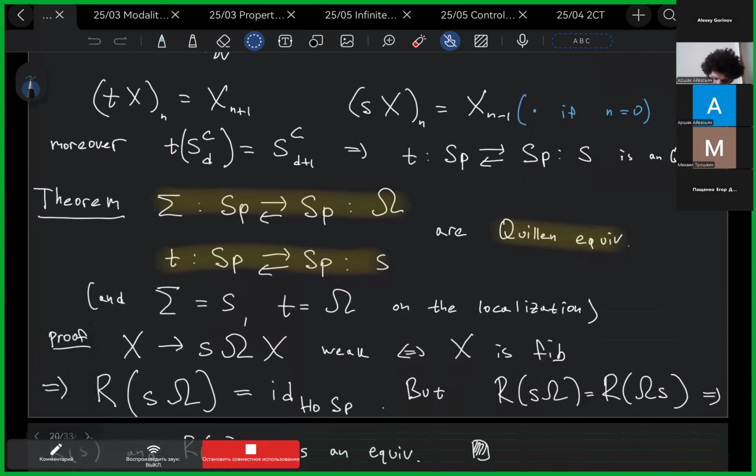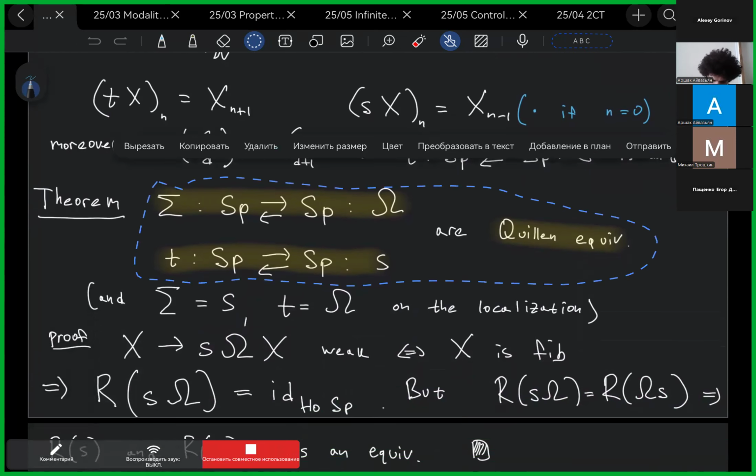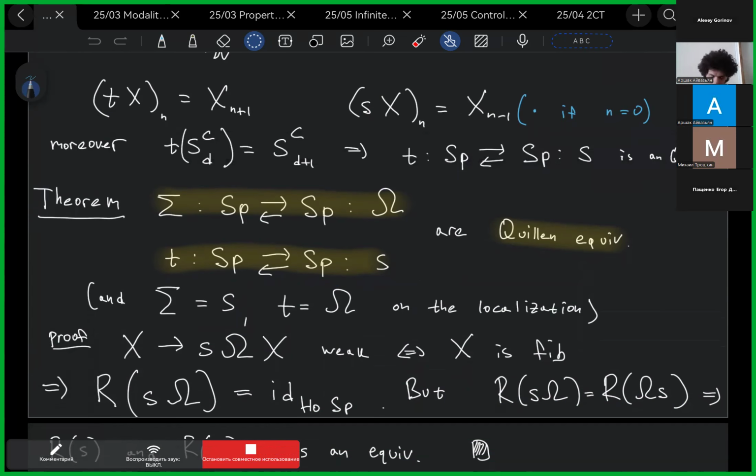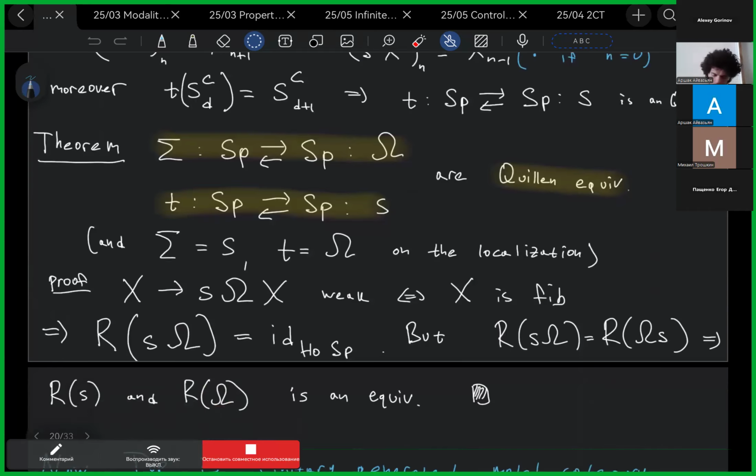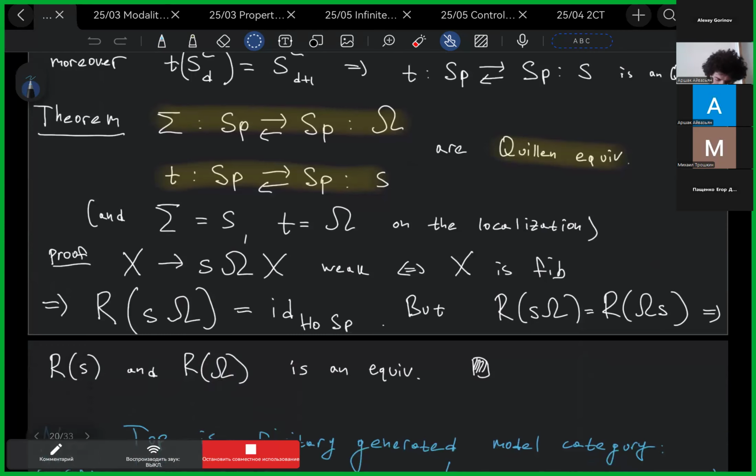And the theorem: both of these Quillen adjunctions for the stable model category are Quillen equivalences. Hovey said here that this functor is always the same on the localization, on the homotopy category of this model category, but again this is true in a more general sense, with the same functor in the infinity sense in particular. Yes, so let us prove it.